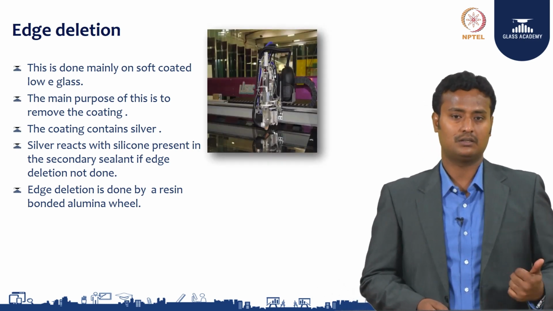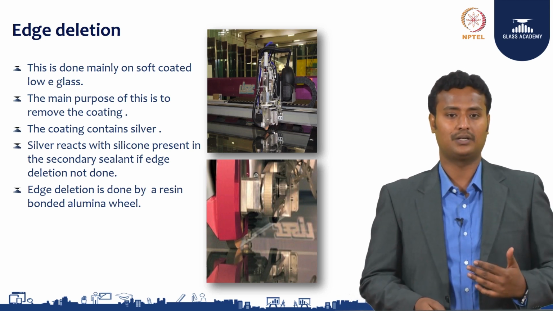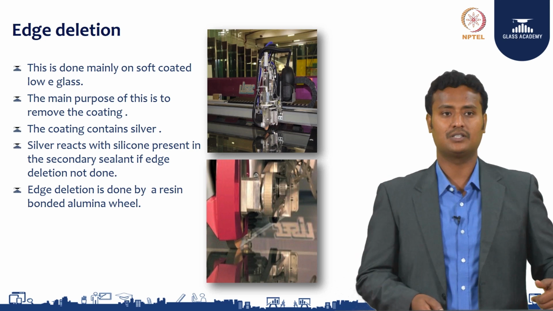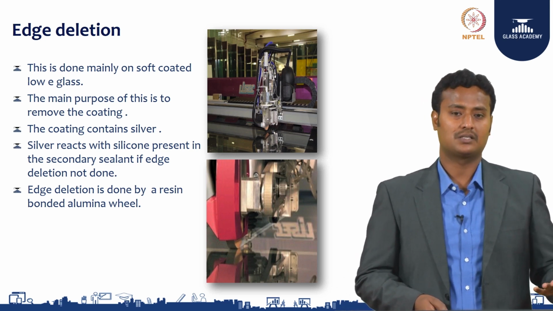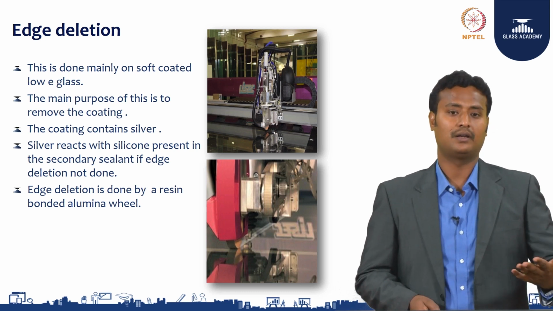This is the picture you can see here. At the time of cutting, or after tempering also, you can do it, or manually also you can do it. Only the periphery of the edges, we have to remove the nano coating, the metal oxide coating.